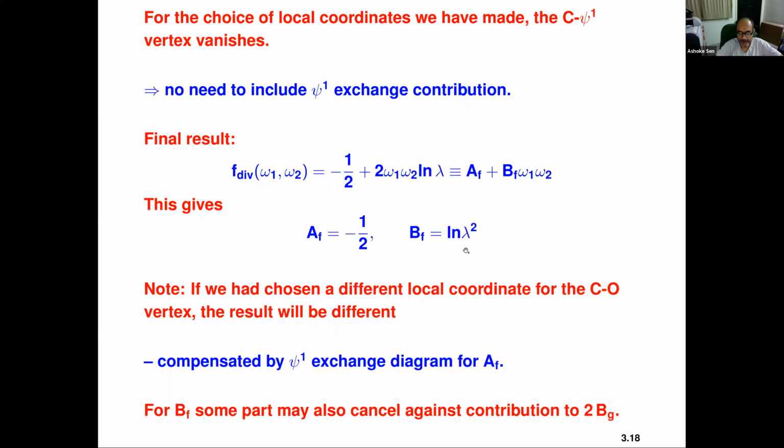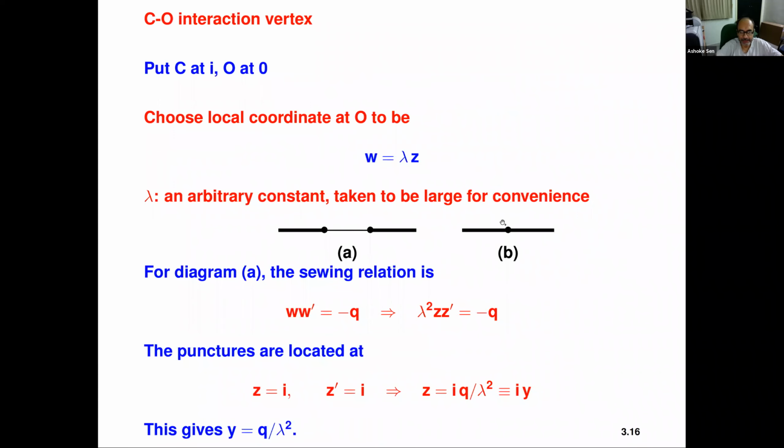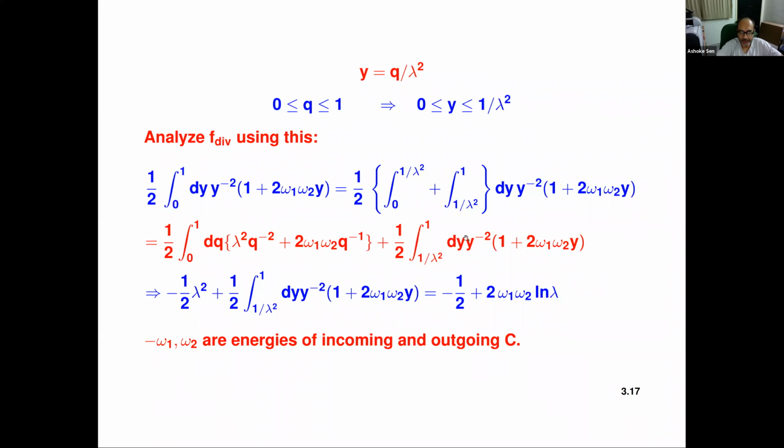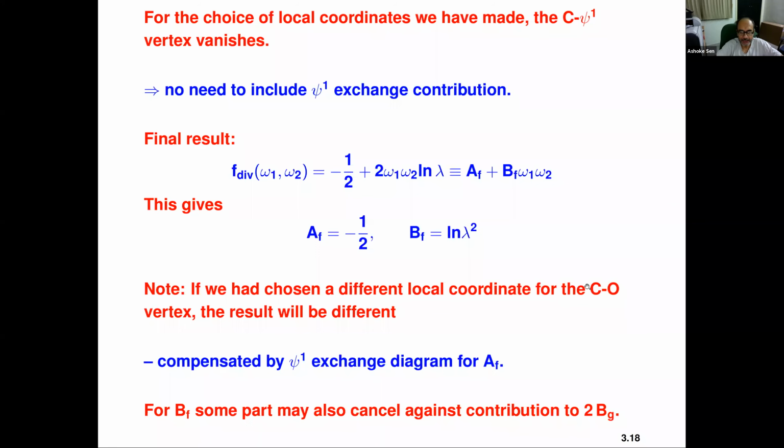But from what we have learned, we know that at least the contribution to AF will have to be compensated by psi1 exchange. So I'll leave this as an exercise. You choose your own vortex, you choose your own preferred local coordinate system. Instead of lambda z, you choose something else. Carry out this analysis that we have done here. Compute F divergence, and then also compute the psi1 exchange contribution, so that the AF that you get is independent of the choice of local coordinates.